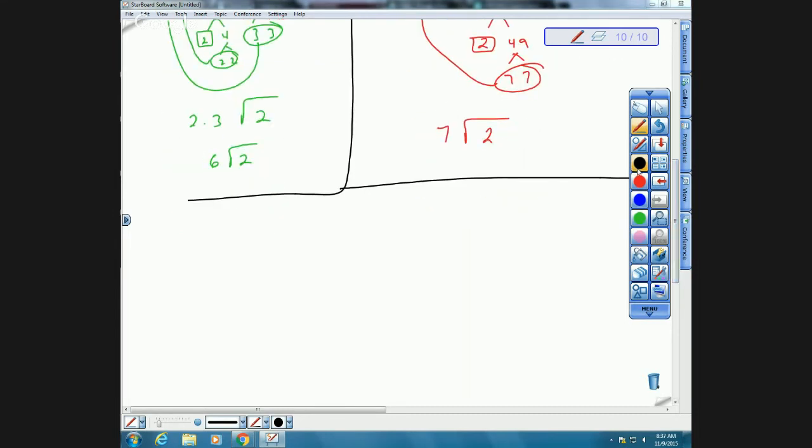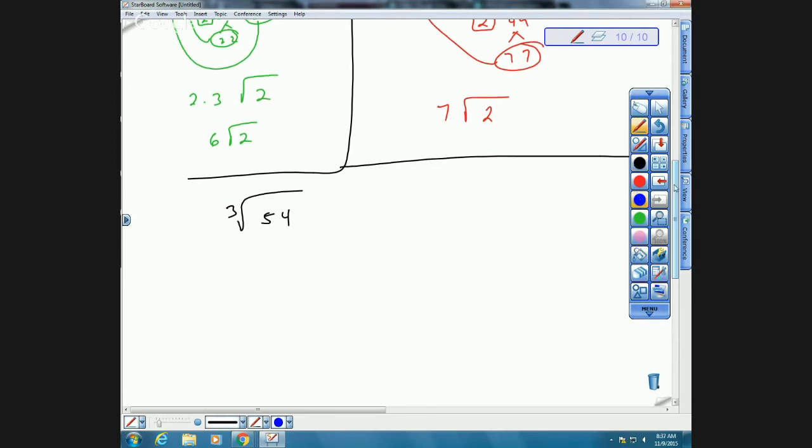The other reason this is nice is because what if I have a cube root and I wanted to simplify it? I know the cube root of 27 is 3 and the cube root of 64 is 4, so it's somewhere between 3 and 4. If I want to break this one out, what do I know multiplies to be 54? 6 and 9 is usually the first thing you think of. So you have 6 is what, 2 and 3. 9 is 3 and 3.